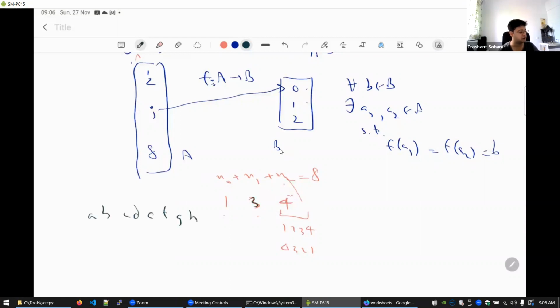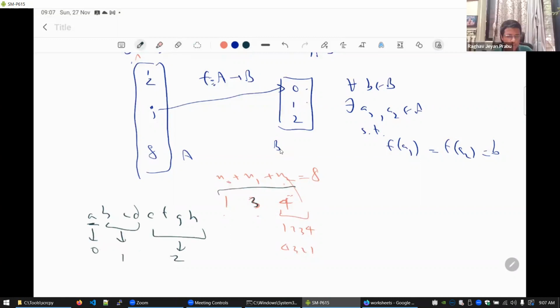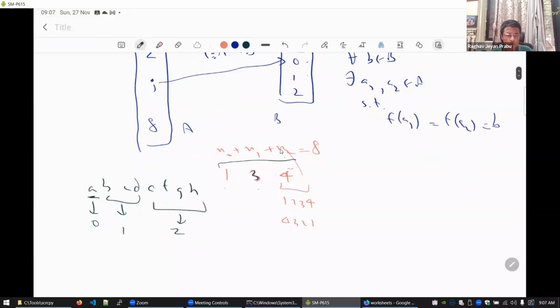E, F, G, H. And your idea is that if we are looking at distribution 1, 3, 4, then the first object will go to type 0, the next 3 objects will go to type 3, and the last 4 will go to type 2, sorry. Something like this? Yes. So the difficulty here is the EFGH.